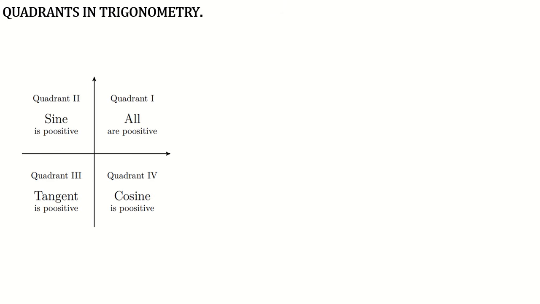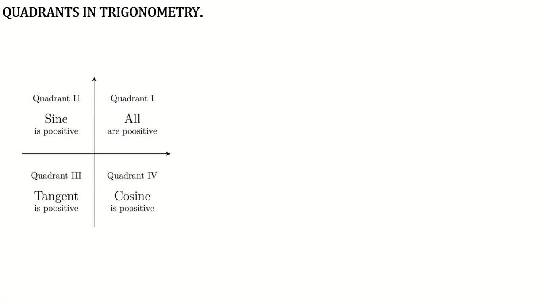In our next slide, we are going to see what we call quadrants. In total, we have 2 quadrants up and 2 quadrants down, so 4 quadrants. Here is called the first quadrant, this one the second quadrant, the third quadrant, and the fourth quadrant.